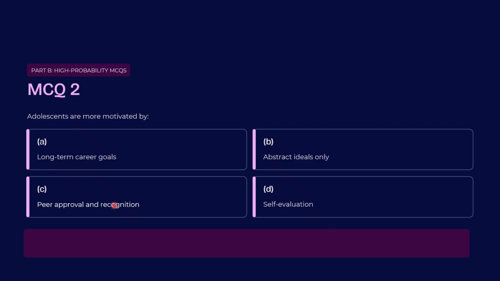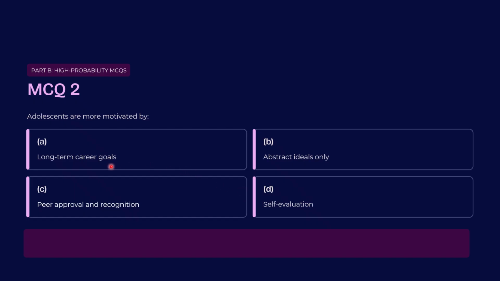During adolescence, students want to be accepted and appreciated by their friends and classmates. Recognition from teachers and peers increases their confidence and motivation. Therefore, peer approval is one of the strongest motivating factors during adolescence. So let's see why other options are wrong.